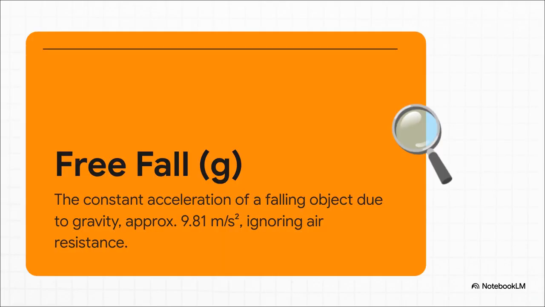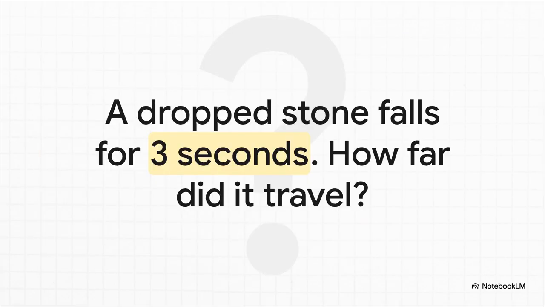Now, there's a really special kind of constant acceleration that we experience every single day: free fall. If you can ignore air resistance for a moment, every object falling near the Earth, I don't care if it's a feather or a bowling ball, accelerates downwards at the exact same constant rate. We give this special acceleration its own letter, g. It's about 9.81 meters per second squared, but a lot of the time we just round it to 10 to make the math a little easier.